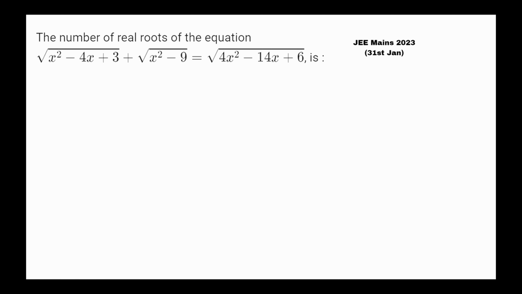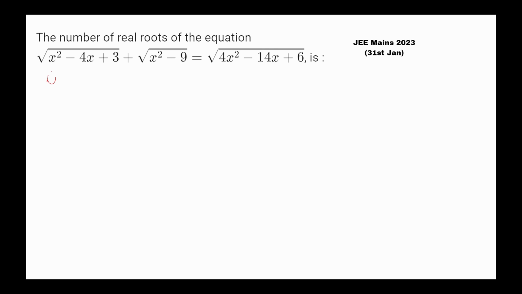Let's look at the next one. The number of real roots of this equation. So we need to find out how many real roots there are in this equation. First of all, you can see all the expressions given to us are inside a square root. So the first thing we are going to do is find the domain of x, so that we at least understand what values of x are possible.